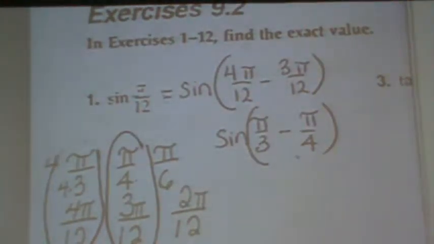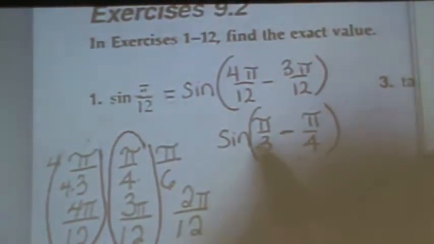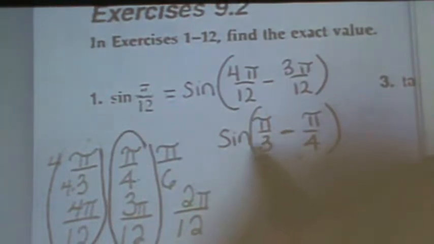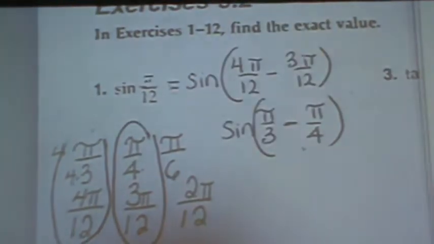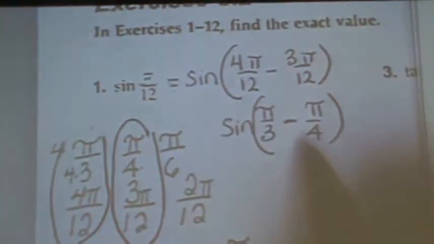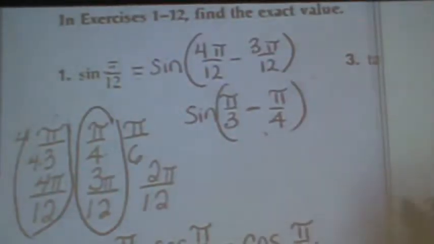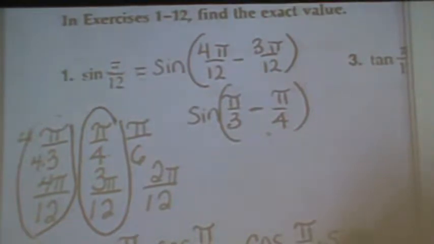Okay? So now, you have to know what the subtraction identity says. The subtraction identity says you take the sine of the first angle. So you're going to do the sine of pi over 3. You're going to multiply by the cosine of the second angle. And you use the same sign, so it's a subtraction. And then it would be the cosine of the first angle, and then times the sine of the second angle.